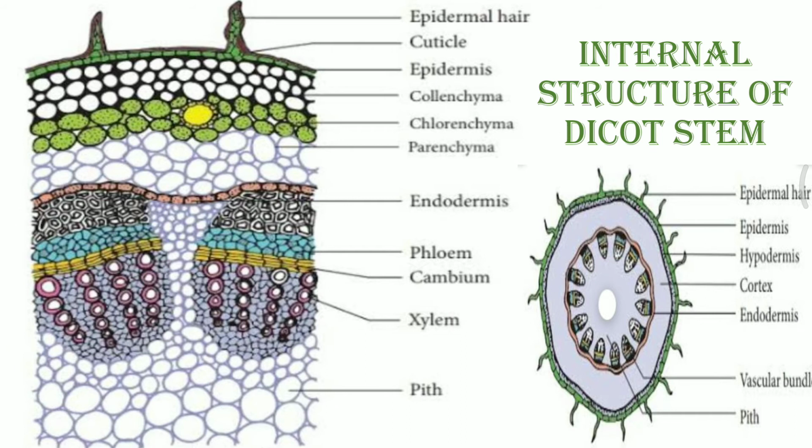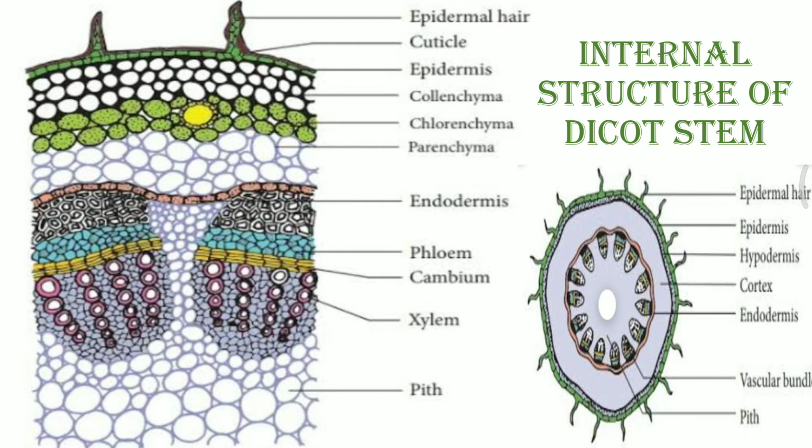Inner to it is the presence of a single-layered endodermis, and in the case of the dicots, we do not see the presence of a Casparian strip in the stem. Please remember, the Casparian strip is lacking in the stem of dicots.